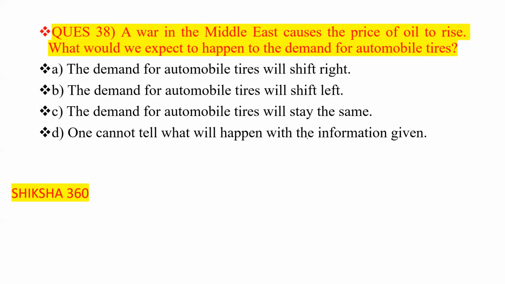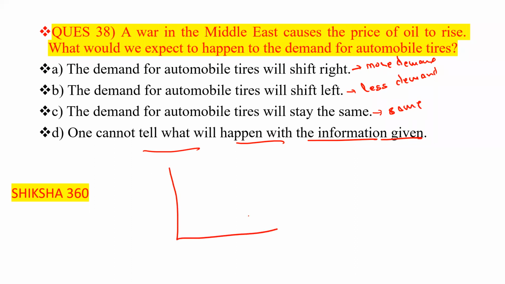Or the demand for automobile tires will shift left, meaning less demand. Or the demand for automobile tires will stay the same. Or one cannot tell what will happen with the information given. They are just saying that the price is going to rise. As the price rises, the quantity demanded is going to decrease, so it will shift towards the left.